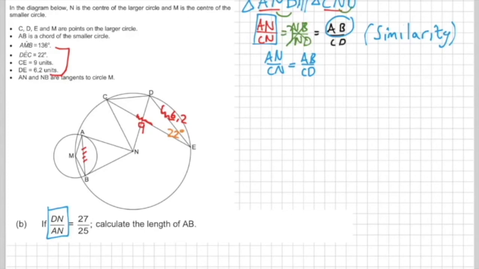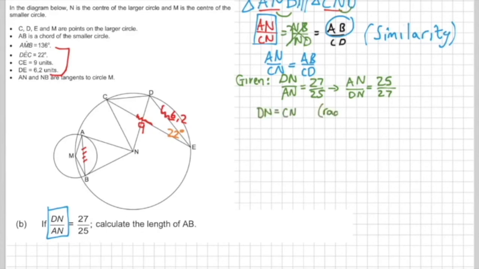Next up, I'm going to look at what was given to us. What was given to us is that DN over AN is 27 over 25, which means I'm going to flip it, I'm going to reciprocate it to get to something similar to that AN over CN that we were looking at. Because AN over DN is very similar to AN over CN. So, what do we know about DN and CN? Well, they are equal because they're radii, and therefore I can say that AN over CN is 25 over 27, which is fantastic because that is what I have there at the top.